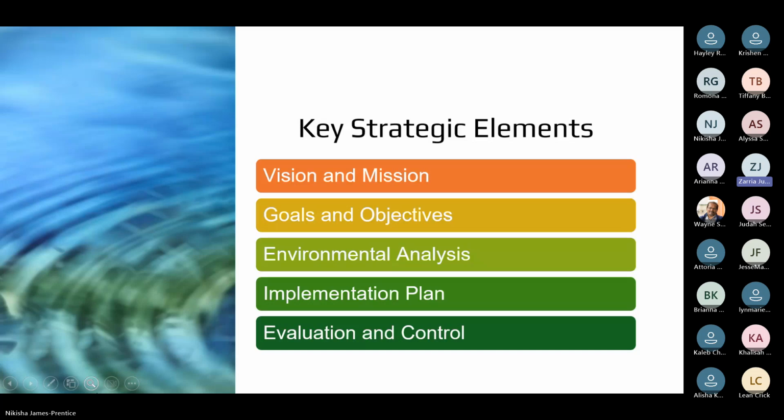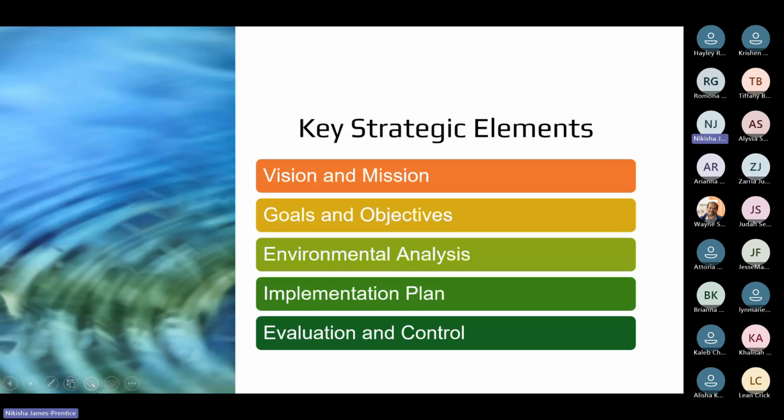Thirdly, there is environmental analysis. This involves analyzing the internal and external environment to identify strengths, weaknesses, opportunities, and threats. Some common analytical tools used are the SWOT analysis and Michael Porter's 5 forces. These help to understand what advantages and challenges you have before deciding how to compete.